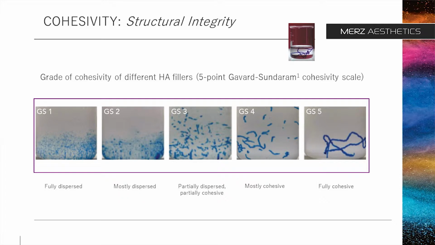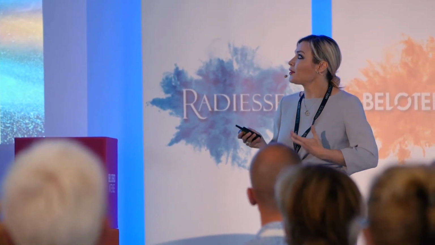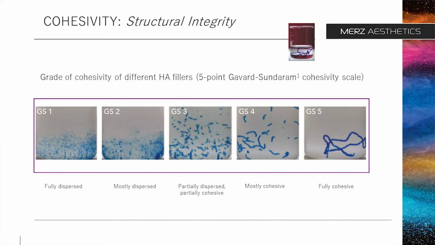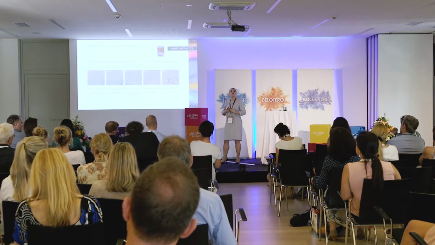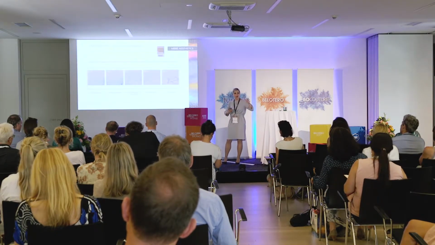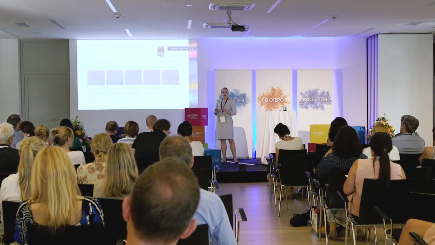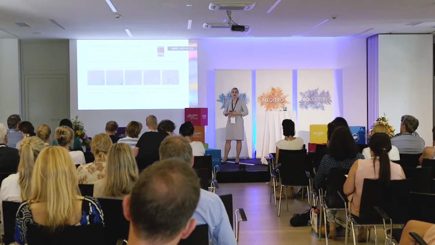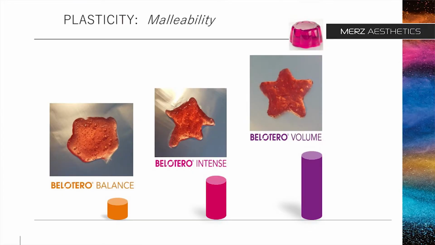Cohesivity is the ability of a gel's molecules to stick together, and this is because of their intrinsic affinity. So cohesivity deals with the gel's structural integrity. So high cohesivity means high tissue integration, so even distribution and less surface irregularities. All Belotero HAs are high cohesivity gels because of their CPM, cohesive polydensified matrix technology. Plasticity deals with malleability, is the capacity of a gel to be shaped after injection. And the best plasticity gel for sure is Belotero Volume.